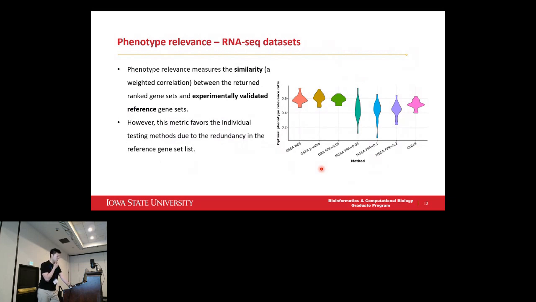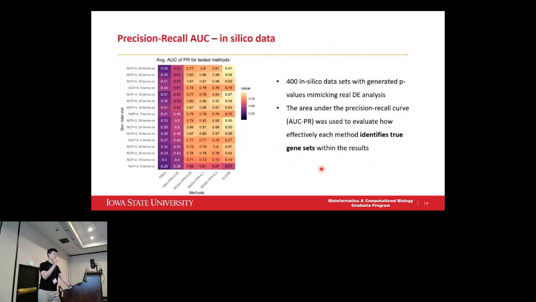And lastly, we test our method on some in silico data, because in silico data can actually define what the ground truth is. So we use precision recall to evaluate how effectively each method identifies the true gene sets given different noise levels. And I generated in silico data with p-values and also controlled different noise levels by controlling the quantity and quality of signals.